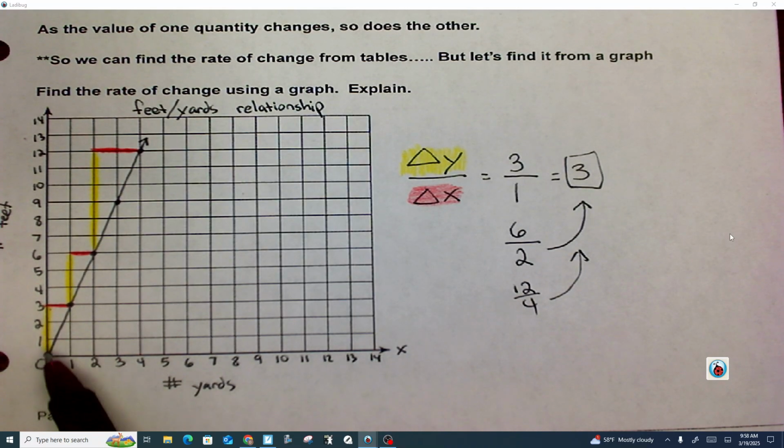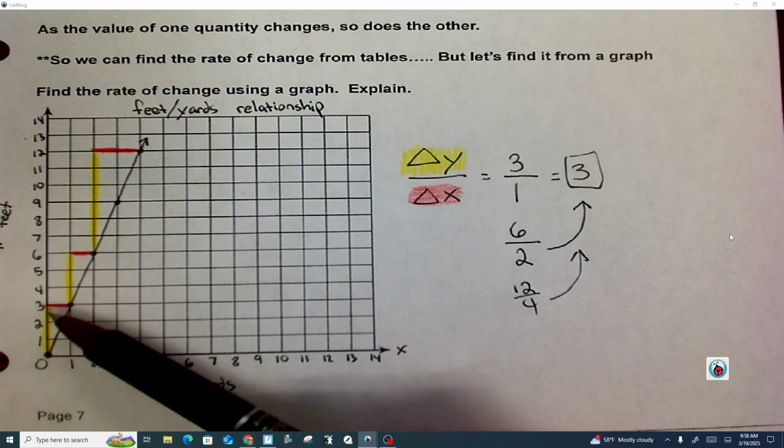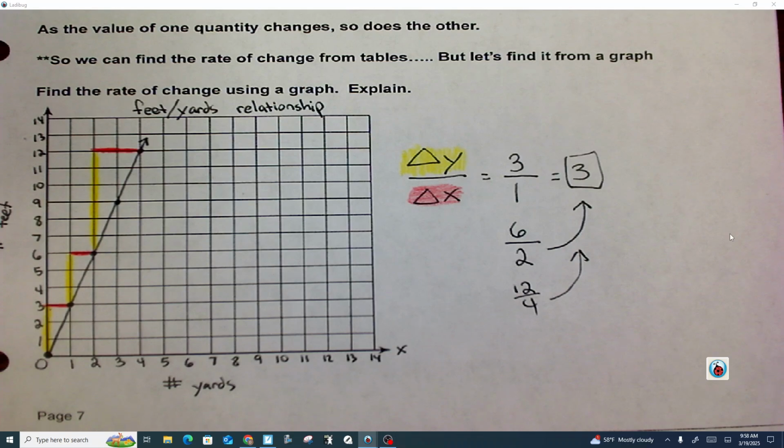This number is found anywhere that you want on this graph. You choose 2 points. If you're looking for the easiest way, find the 2 points that are closest together so you don't have to count up and over as much. Okay? Let's go look at one other question.